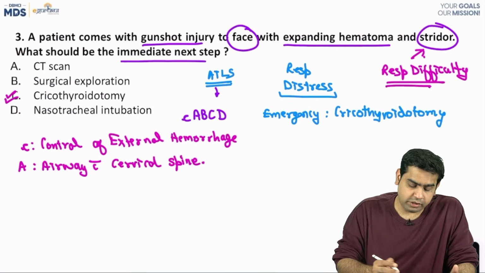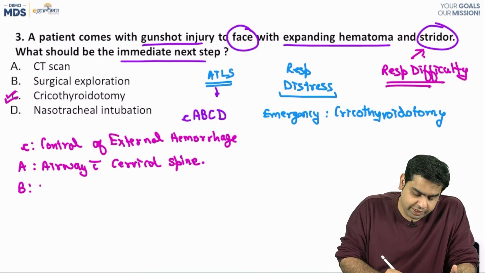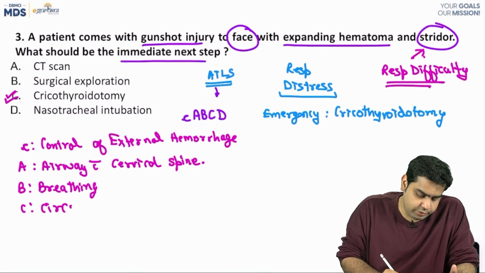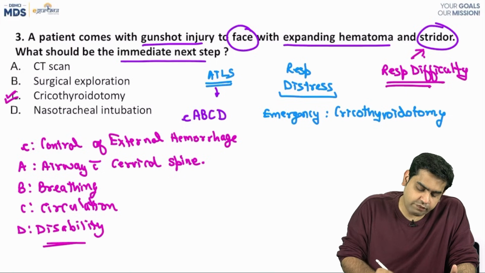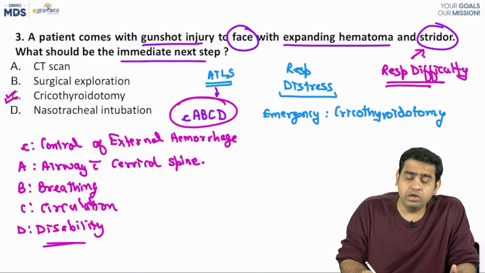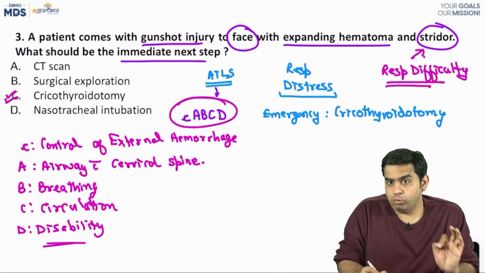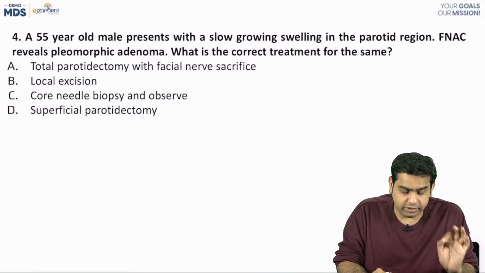Now, let's talk about the others as well. So B is basically for breathing. C is for circulation, and D is for your disability. Okay, that's fine. So these are the sequence of events which you basically follow in the ATLS. Small c, A, B, C, D. Small c is for the control of external hemorrhage.